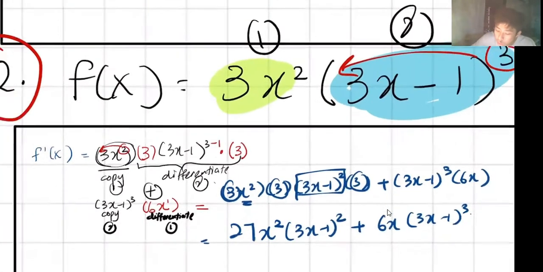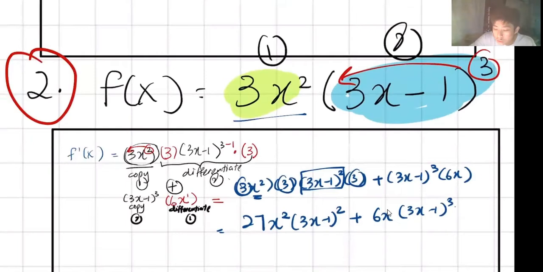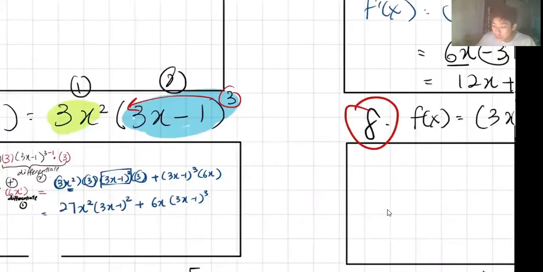Okay, what you do is, as I said, you fix the first, differentiate the second. Then you fix the second, you differentiate the first. Or you copy the first, differentiate the second. Then you plus. Don't forget it's a plus because in another rule you minus. This is plus. Then you copy the second, you differentiate the first. Okay, we do more questions. No worries, we do more questions.